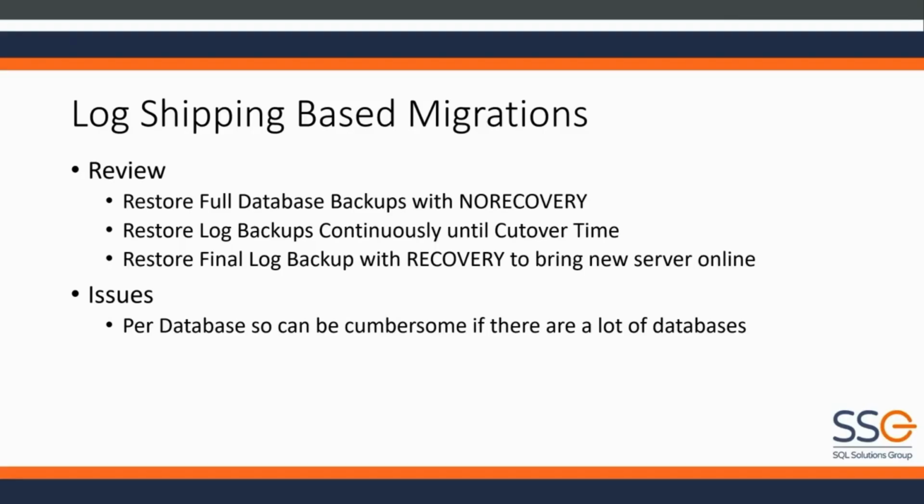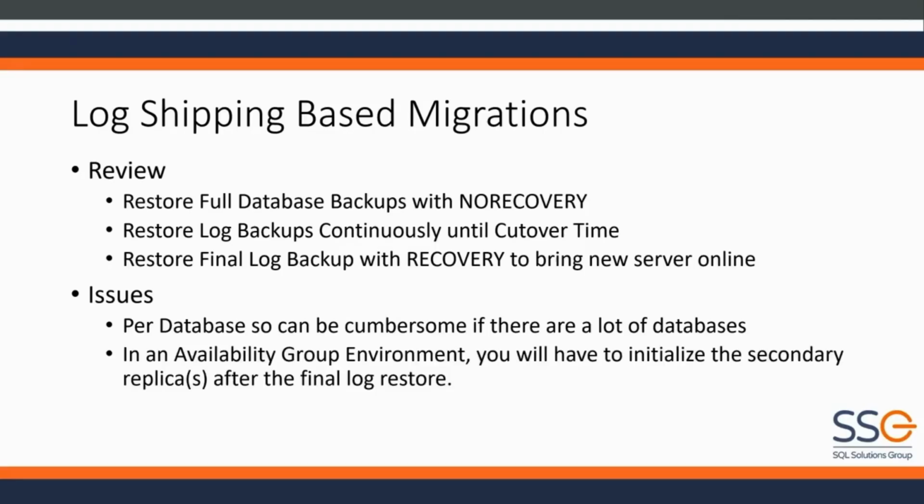But in an availability group environment, you're not going to be able to initialize the replicas, the secondaries in that new availability group, until you bring those databases online. So if you have large databases and you're using a log shipping based migration, you're going to have to restore those databases onto the secondaries and bring those into the availability group at go live time, right? Which may not be desirable, if you're using readable secondaries, if that's a big part of what you're doing.